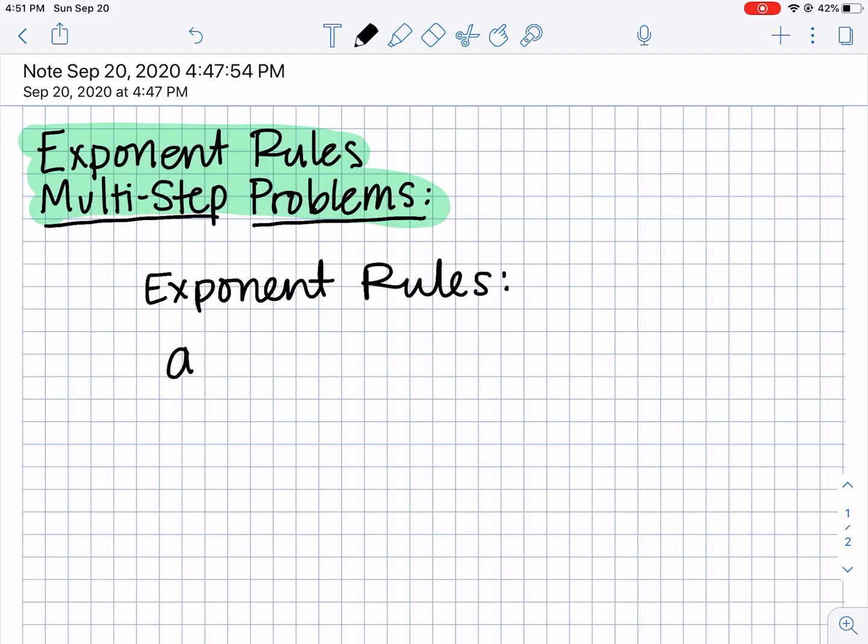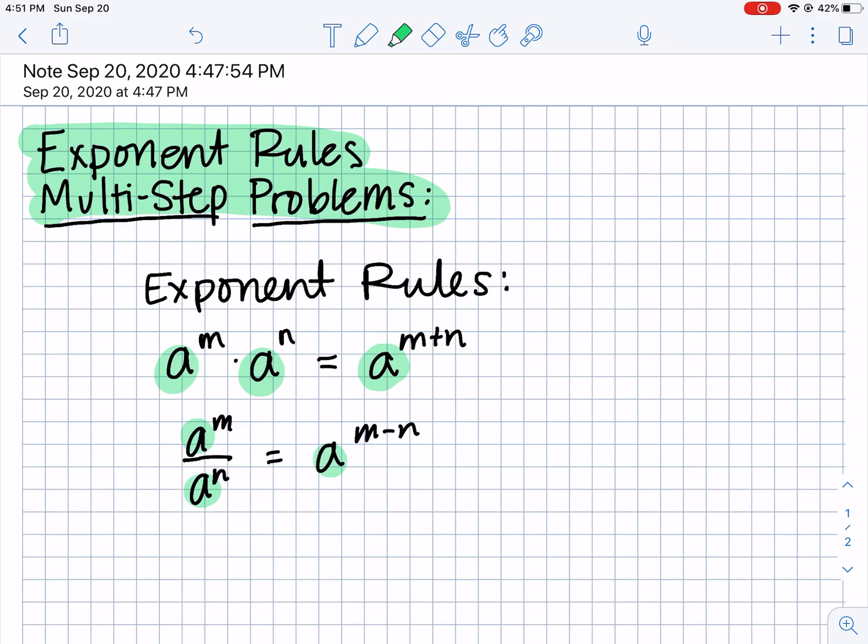Remember that when we multiply powers that have the same base, we add the exponents. A to the m times a to the n is equal to a to the m plus n. And notice, our base of a stays the same throughout the problem. And we know that when we divide powers with like bases, we subtract the exponent. So a to the m divided by a to the n is a to the m minus n. And notice again, our bases all stay the same.